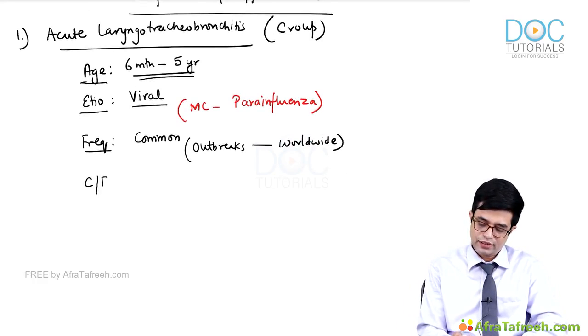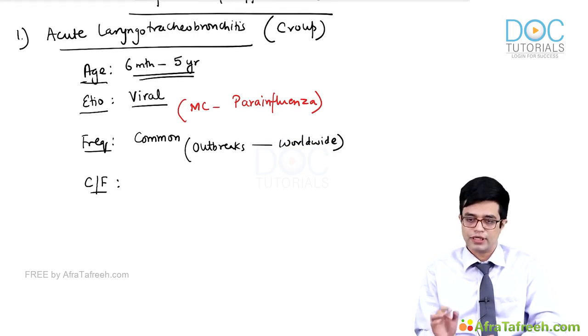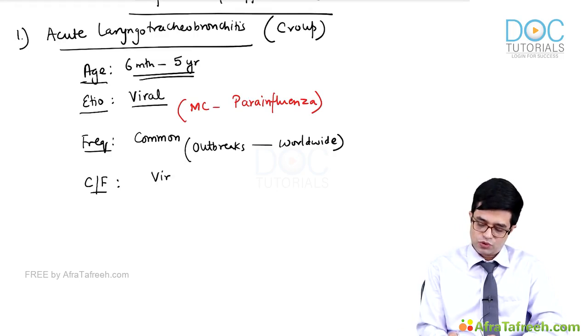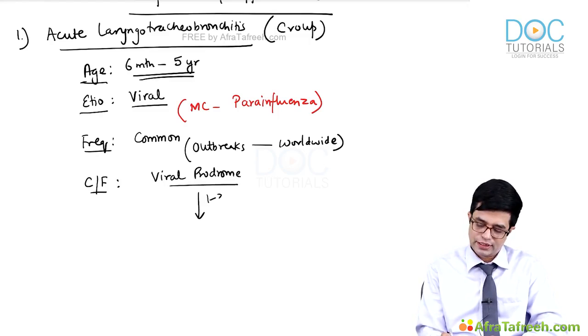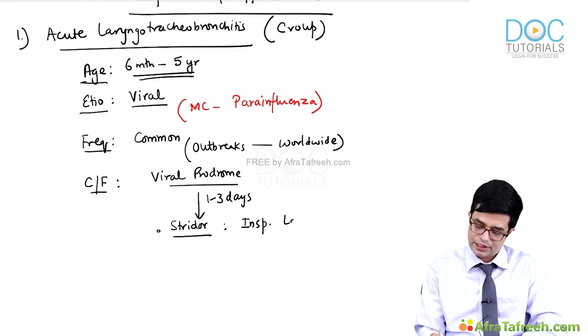What is the clinical presentation of laryngotracheobronchitis? Initially, there is a viral prodrome. In the viral prodrome, there will be low-grade fever, irritability, malaise, etc. Running nose, watery eyes, right? One to three days later, there will be onset of stridor. The stridor is initially inspiratory, later it may become biphasic as well. So severe stridor may develop.